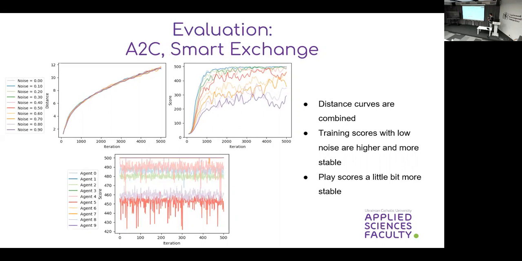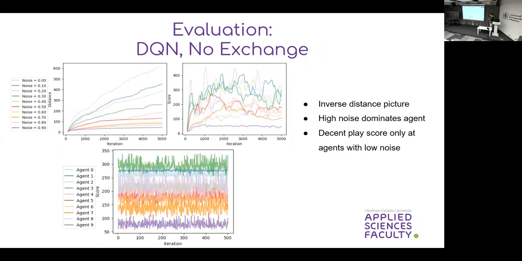And for smart exchange, we see a similar picture for distances. We can see that during the training period, the results are much more stable, and we have almost 500 score. And during the play phase, the results are also a little bit more stable than during random exchange and no exchange.